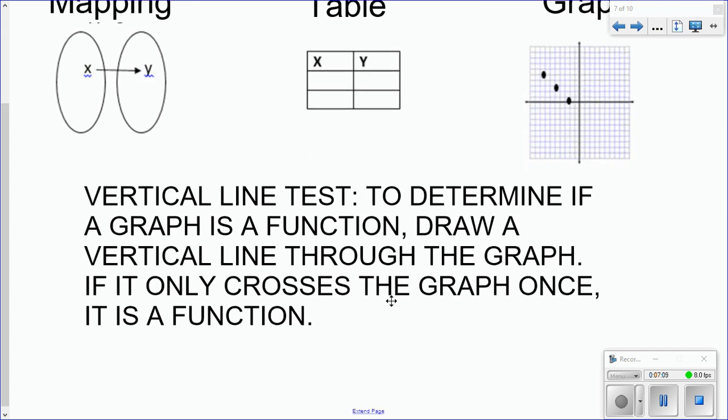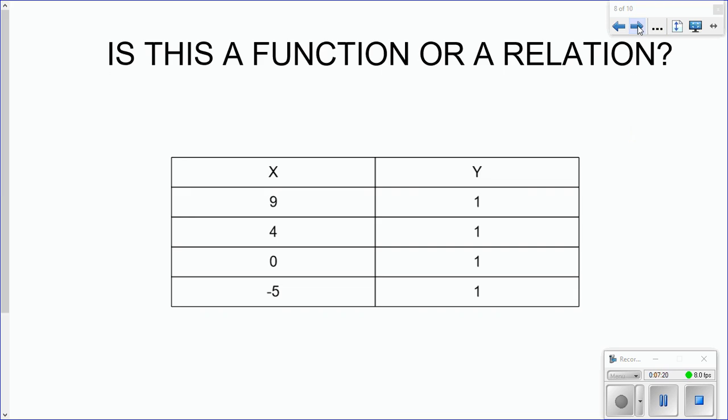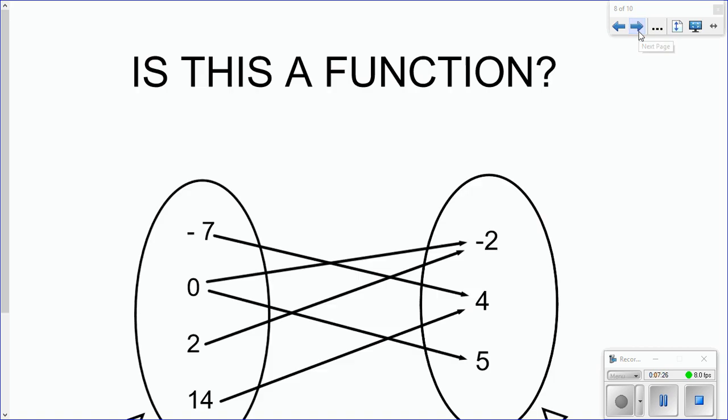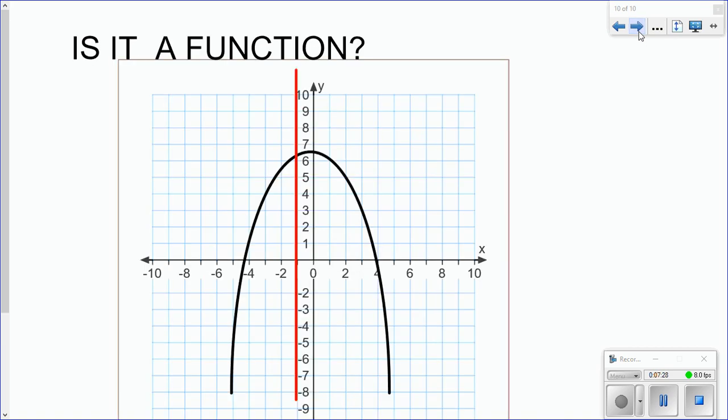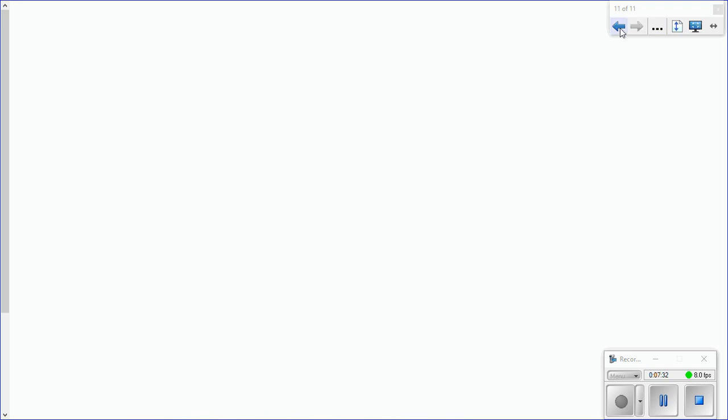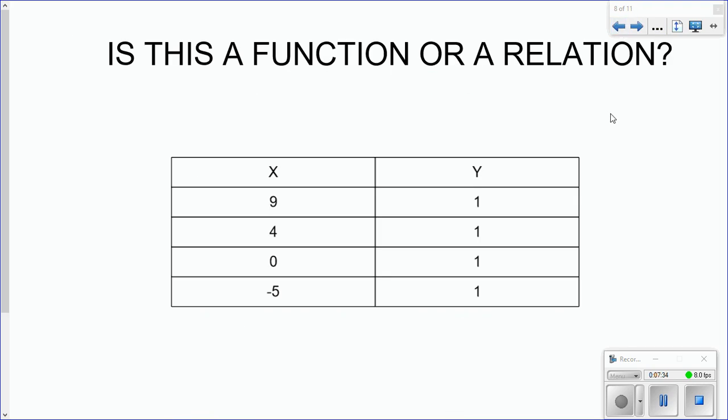Alright, so the last page. This was very quick for you, wasn't it? Your last page, and my last bit of work, is trying to figure out if these are functions or not. So remember, functions have no repeating x values. So that's what you're looking for on all three of these problems to tell if they're functions or not.